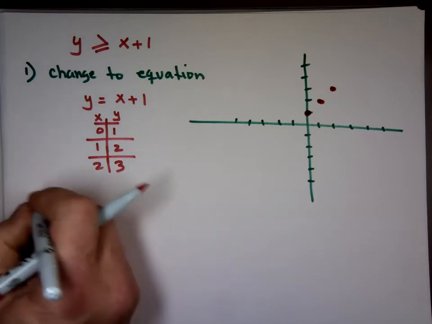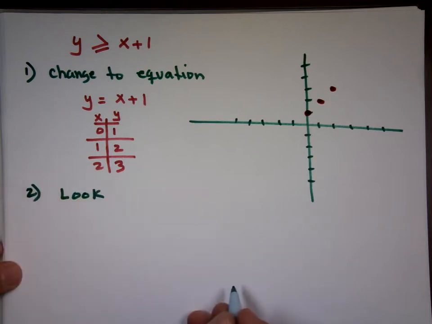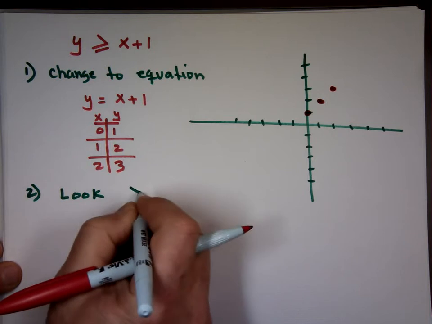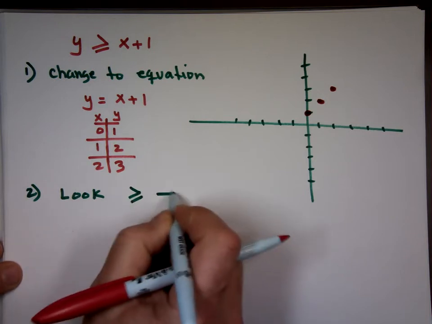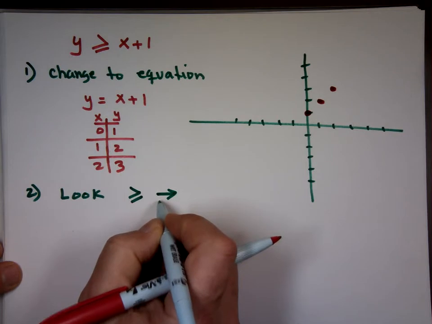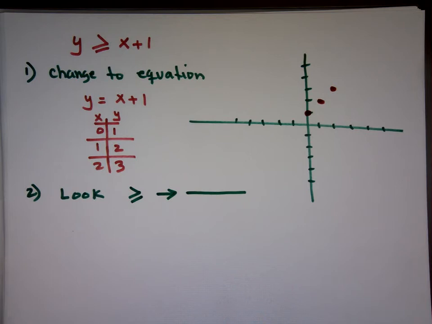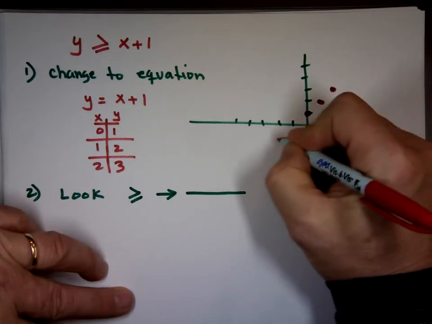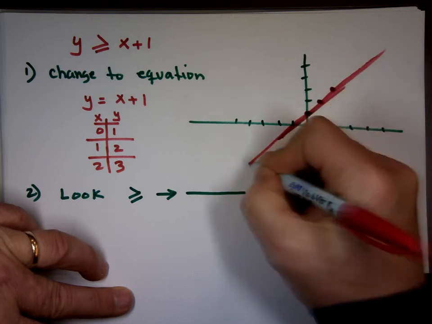Step number 2, before you connect them again, take a look. What do we have? We have greater than or equal. Once you have an equal sign, that means you're going to connect that with what? Solid line. So these points will be connected with the solid line.